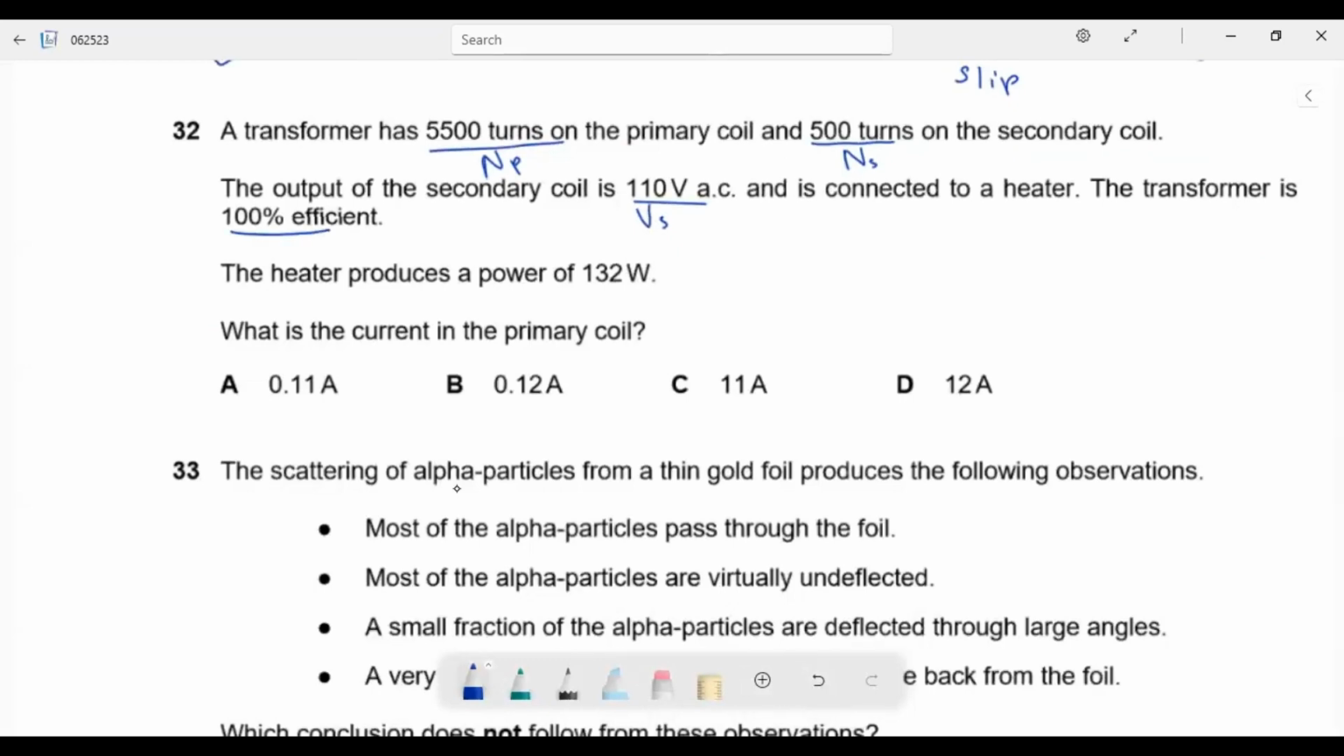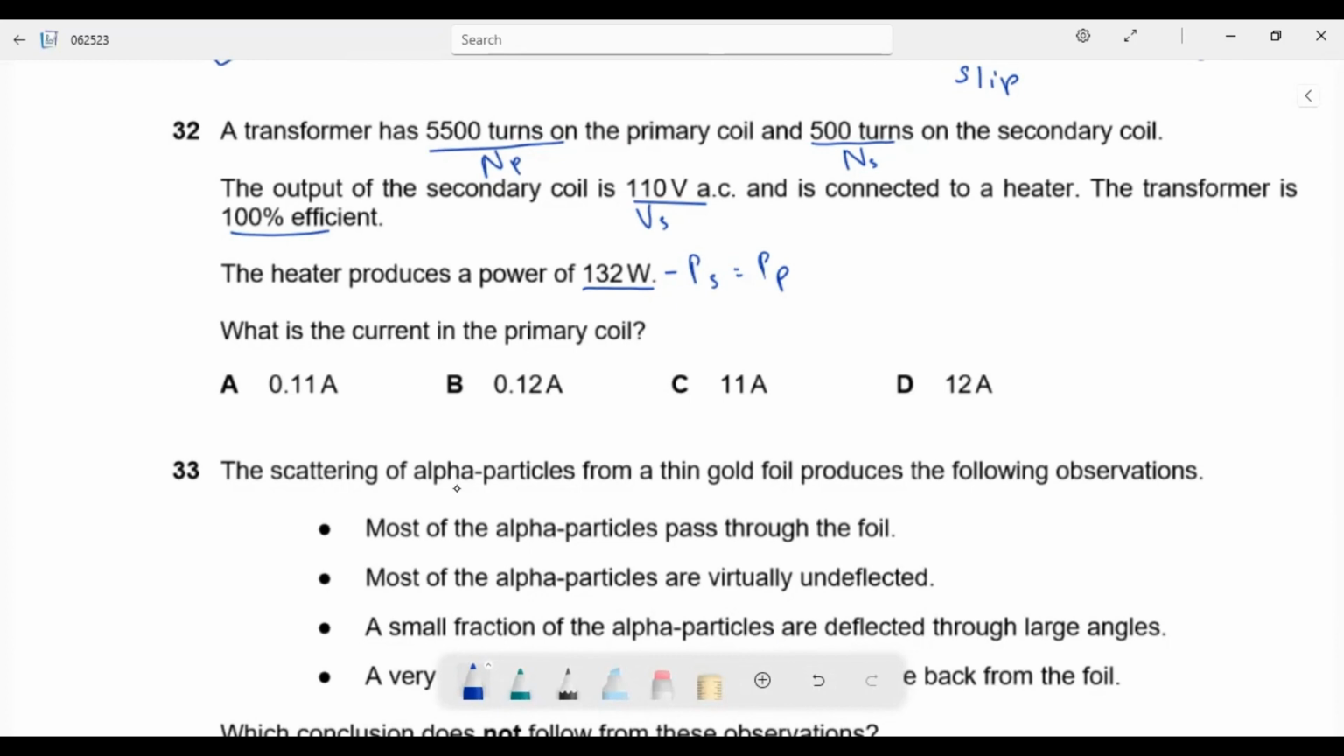The heater produces a power of 132 watt. That is, power in the secondary is 132. As it is 100% efficient, power in the secondary and primary will be the same. We need to find the current in the primary coil.